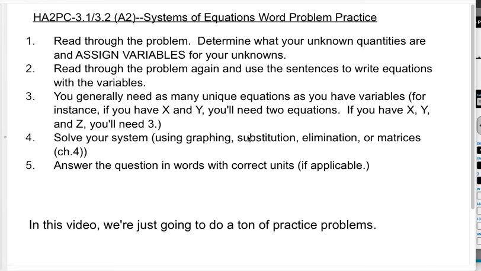you've established. You generally need as many unique equations as you have variables. So for instance, if you have an x and a y, you're going to need 2 equations. If you have an x, y, and a z, you'll need 3. So you can have fewer equations than you have variables, but what that means is if you do that, you will not get a unique solution.